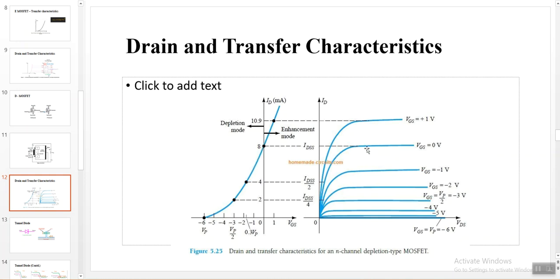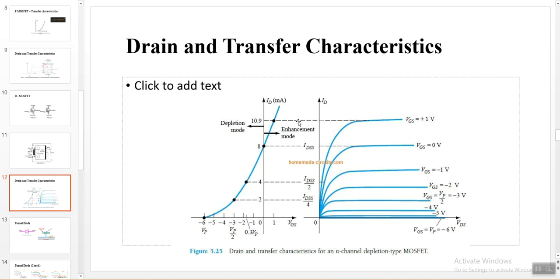So coming to transfer characteristics, this happens from 0 to negative. This pattern, if you can see here, from 0, when VGS is decreased from 0 to -5 volt, the current decreases, and when VGS is increased from 0 to 1 volt, the drain current increases. So this region is called the depletion region, and this increasing region is called the enhancement region or enhancement mode. So this is the operation of depletion mode MOSFET.